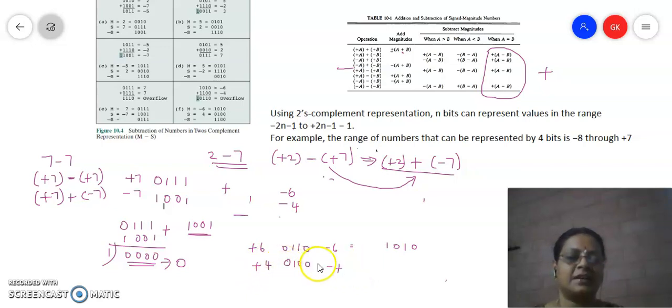So you change to 2's complement representation. So you copy all the patterns till you encounter the first 1, and this 0 has to be changed to 1. Now I have to do this subtraction. So it is implemented with 2's complement addition.